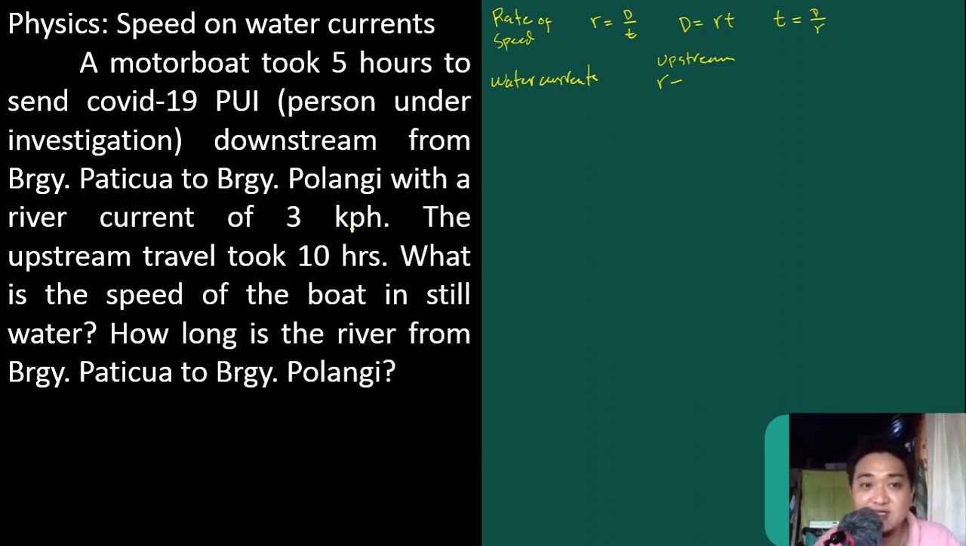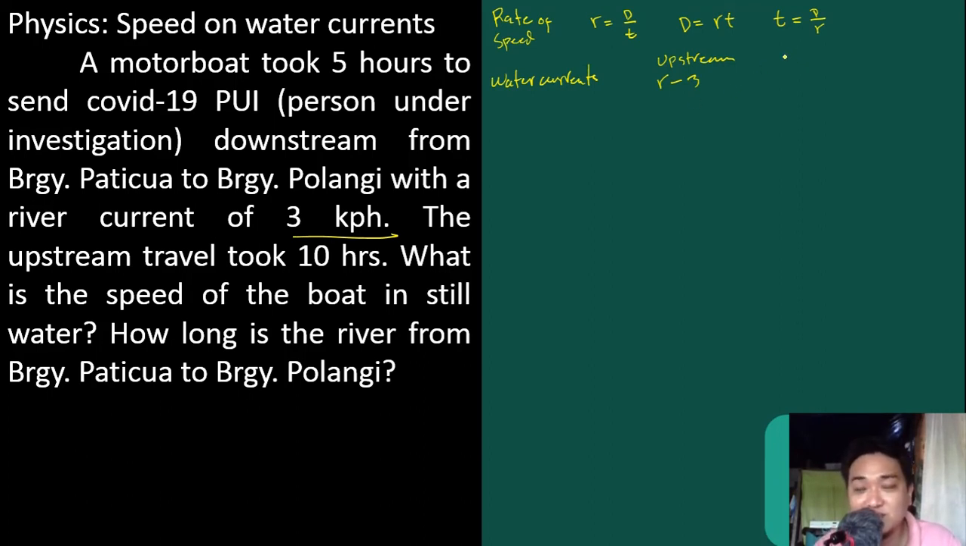So here, the river current is 3 kph or 3 kilometers per hour. So that is r minus 3. Bakit minus? Kasi upstream di ba? It goes against the river current. Kaya mina-minus yung rate nung bangka in normal waters, babawasan natin ng 3 kph. Kasi tumatakbo siya against the water current.